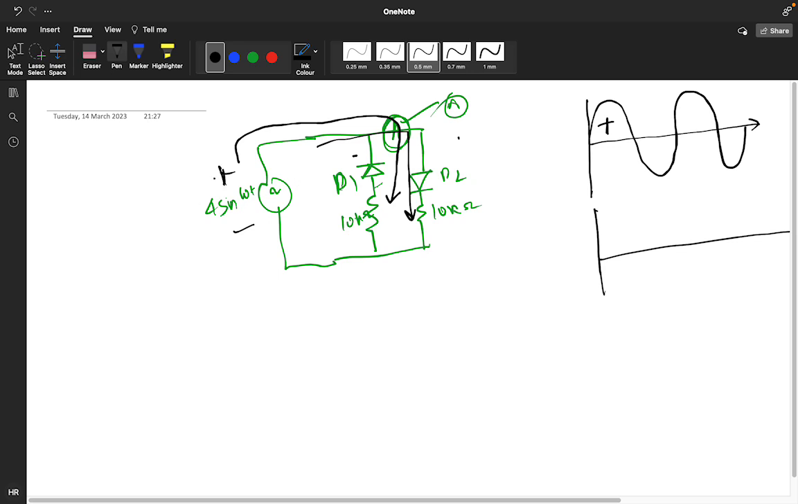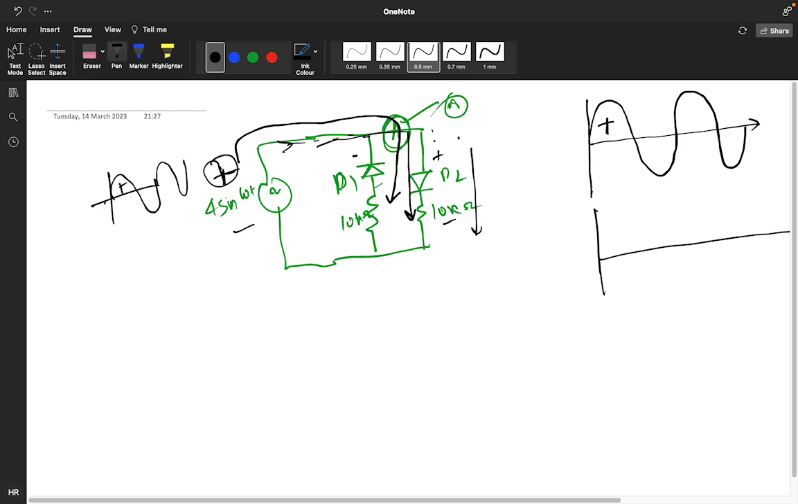See, you have a graph like this. First it's positive, and then the cycle is changing. If it is positive, then the current will move in these directions. D1 will not conduct because it is in reverse bias, and D2 will conduct. So what will be the output voltage you will get?